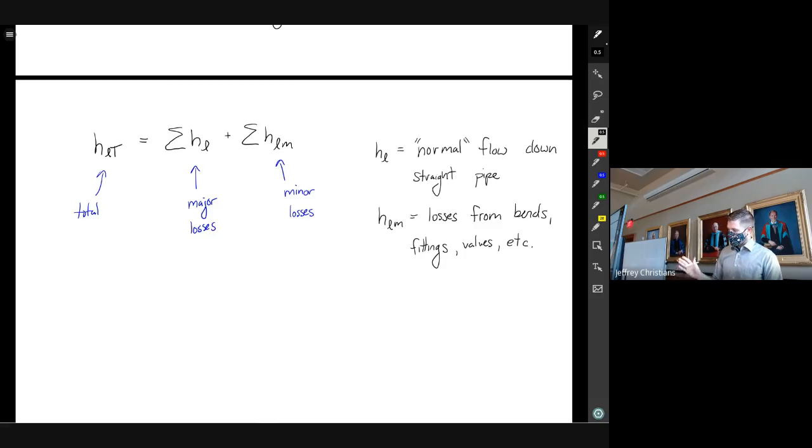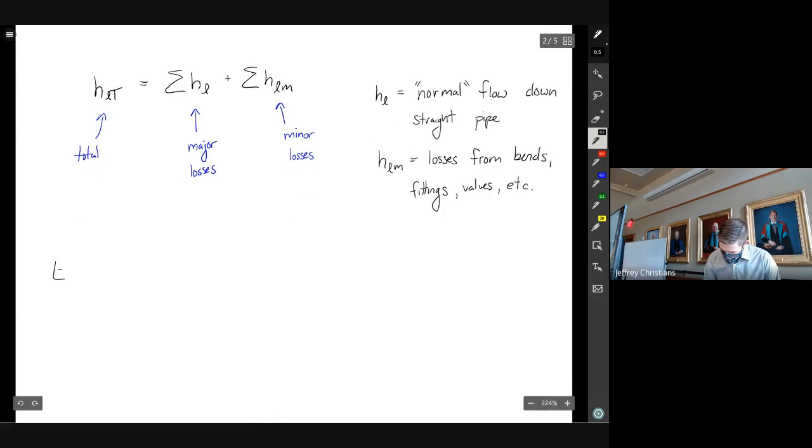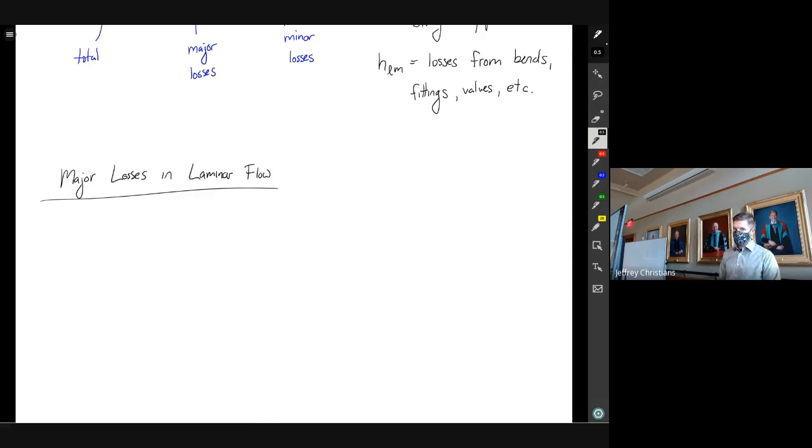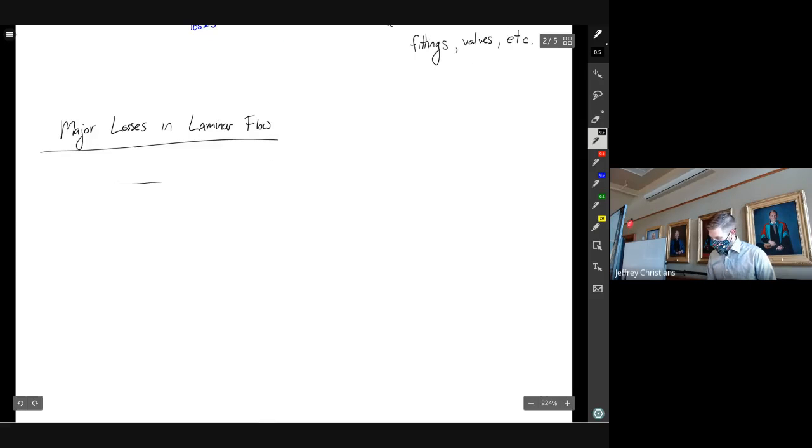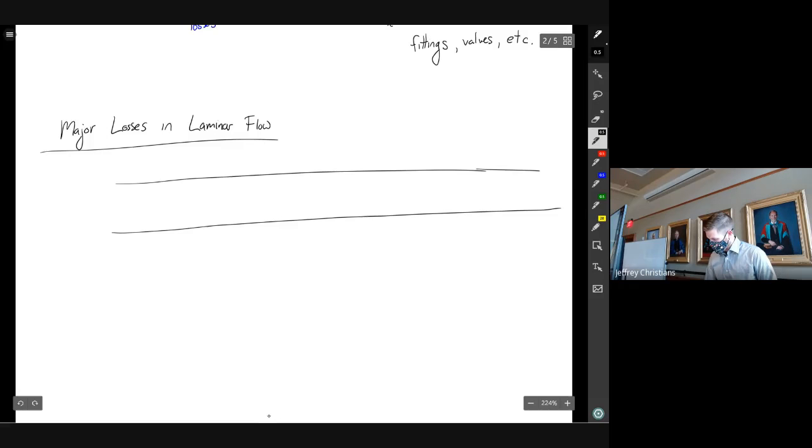Okay, so we'll start by looking at major losses. I guess this isn't really an example, but major losses in laminar flow. We'll look at laminar flow because it's easy and we can figure out exactly what these are. So in laminar flow, we'd be looking at a long section of pipe like this. It has some diameter. We know it's laminar because we said that it was laminar, so we know what the velocity looks like. It's going to be this parabolic shape. We've already solved this problem.